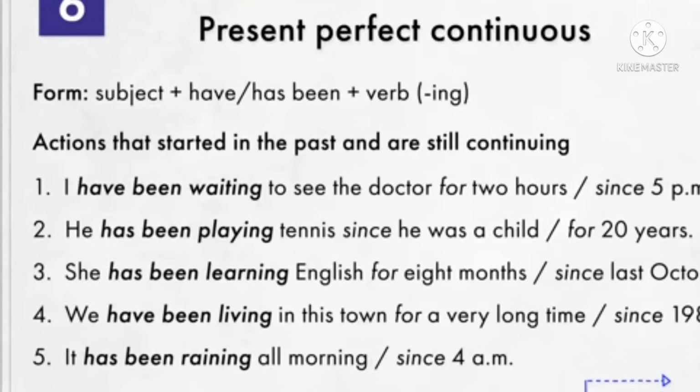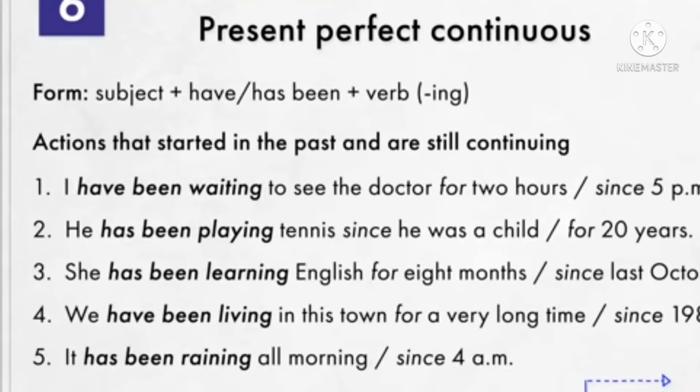In this sentence, we can also say, I have been waiting since 5 p.m. So the difference between for and since is that for talks about the amount of time like 2 hours, 5 hours. Since is used to mention the starting point of the action like 5 p.m.